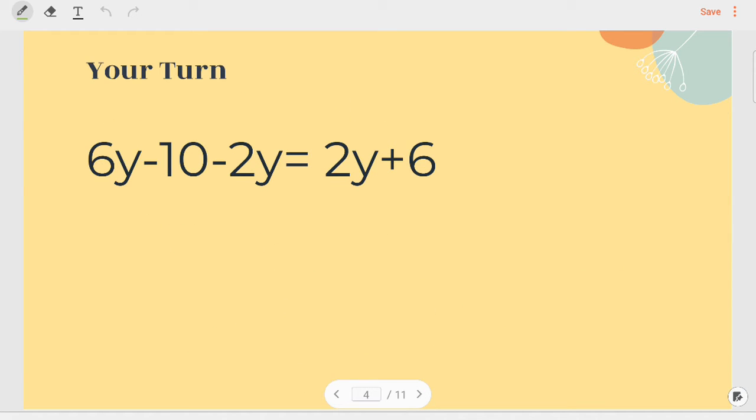So your turn. Try this problem and see how you do. Pause, and when you're ready to check your answer, press play.